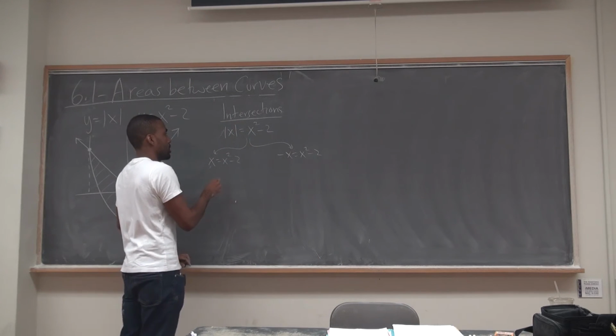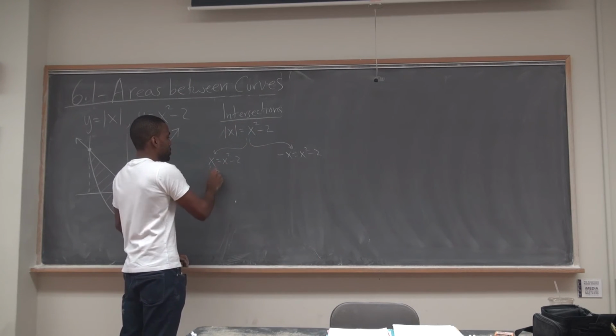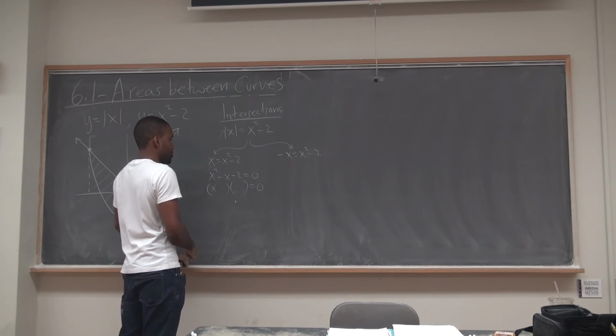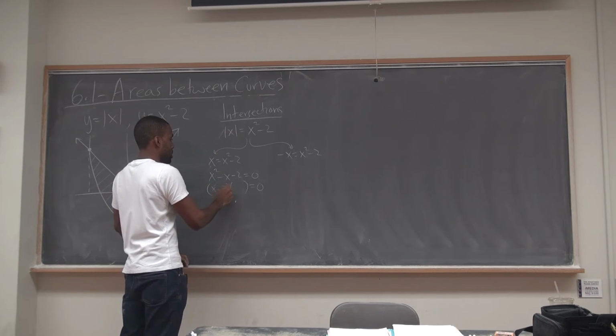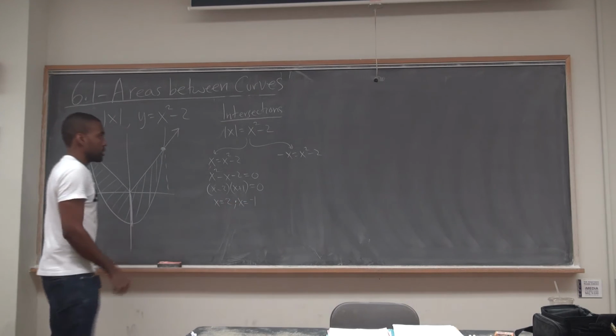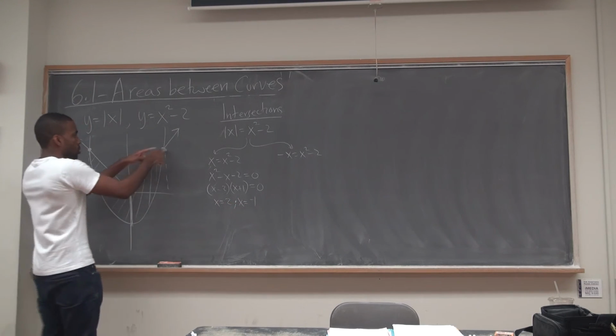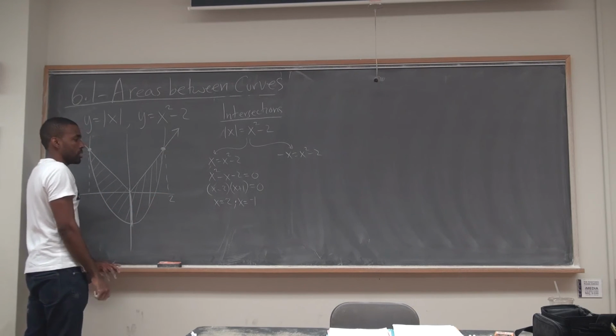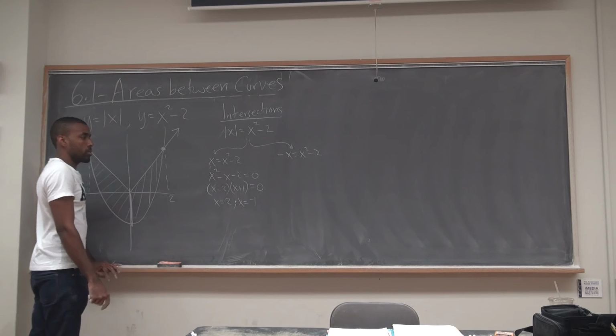So what's going to happen here? You're going to have x squared minus x minus 2 equals 0. That's going to give you x minus 2 times x plus 1, so x equals 2 and x equals minus 1. So which one is this talking about? It's going to be the 2, right? The minus 1 you'd ignore.